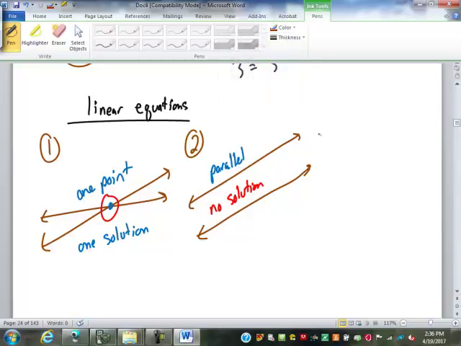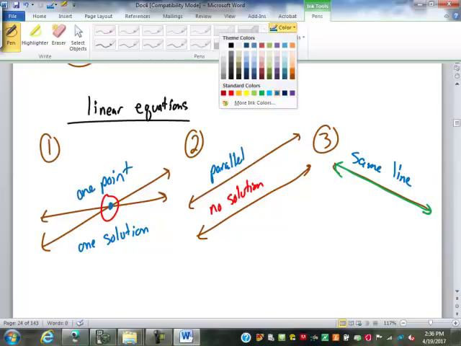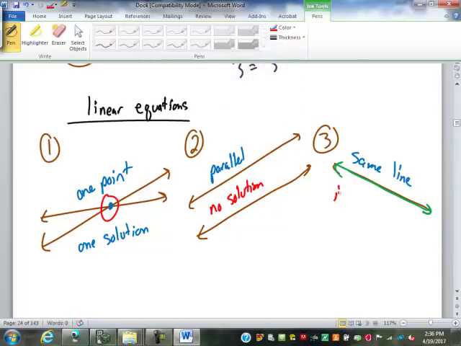Now the other case, which happens a lot less often: I have one line, and my other line lies right on top of it. In other words, they are the same line. There are 2 different equations for the same line. And in that case, there's an infinite number of solutions. And the solutions would just be listed as the equation for the line. So I could pick either equation and list it. They both describe the same line. That equation is the solution to that system.